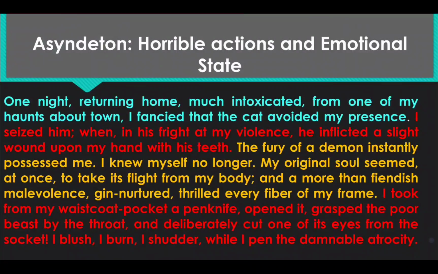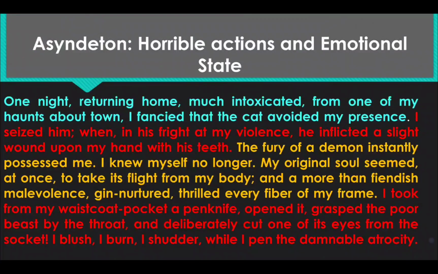This is a later reference, in fact. The next paragraph, in terms of structure, there is asyndeton, and we have horrible actions and emotional state. The asyndetic listing in the following narrative is useful for making the protagonist more dramatic in behavior and vivid in description and exposition of his emotional state through providing details concerning dramatic behavior, vivid description, and emotional state. The narrator tries to distance himself from his guilt when confessing the fury of a demon.